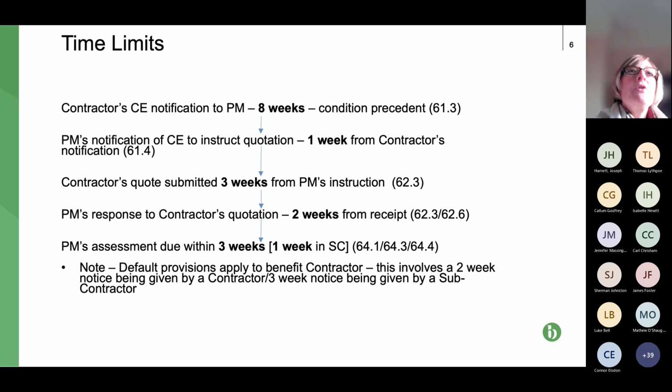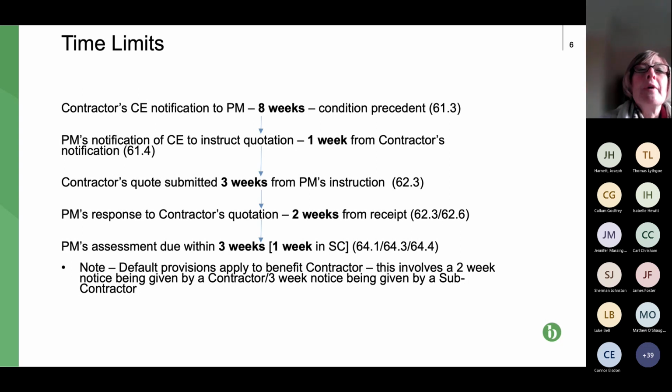So the first step when we think there's a compensation event, typically, not always, but typically, is the contractor's CE notification to the project manager. So basically the contractor notifies the compensation event to the project manager. Timescale for doing this, 8 weeks from the contractor becoming aware of it. Quite often that's reduced, as I've already said, in the Z clauses, so in the specific contracts. The most common, sometimes it's reduced to 6 weeks, but often to 4 weeks.